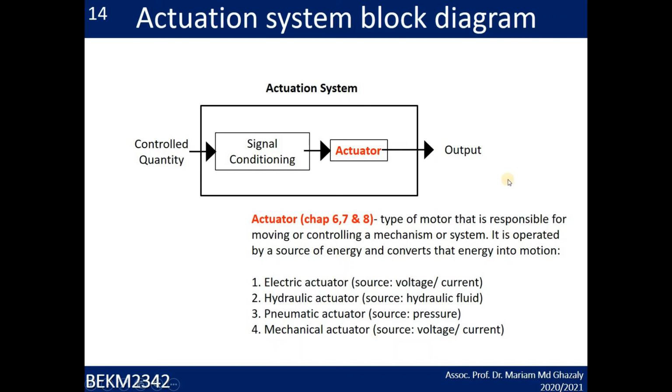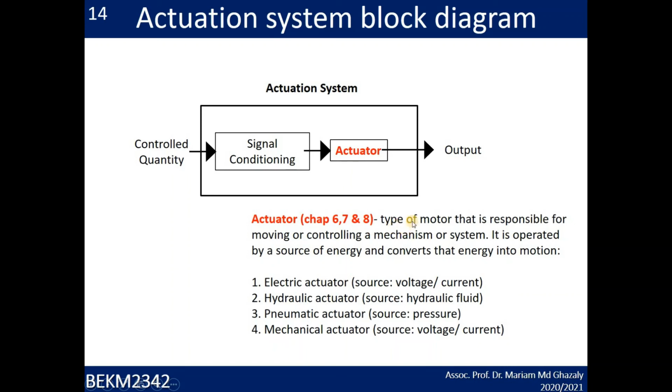And then from here you have the output. This output is actually the vehicle's speed. If you want to make sure that the vehicle is at par with the control quantity, you need to have a feedback loop here, so you feed this output back to the reference. The types of actuator, you are going to learn in chapters 6, 7 and 8. Chapter 6 will be on the electrical actuator, chapter 7 on the mechanical, and chapter 8 on the hydraulic and pneumatic.